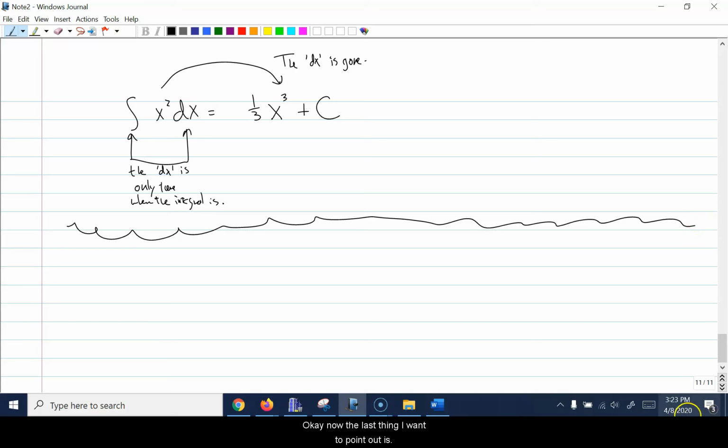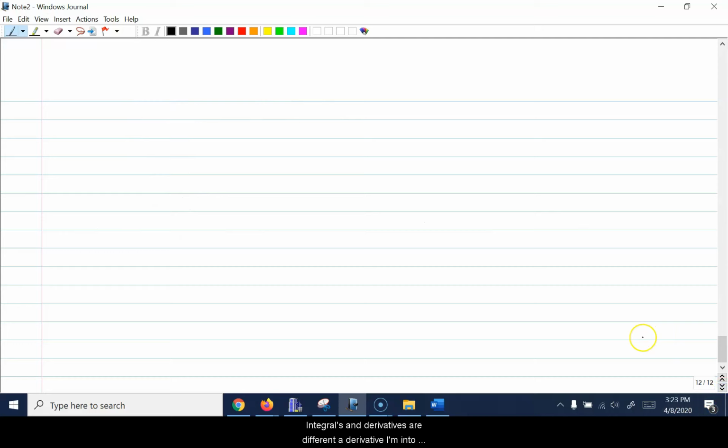Okay, and now the last thing I want to point out is integrals and derivatives are different. A derivative, I mentioned this before, derivatives are algorithmic.